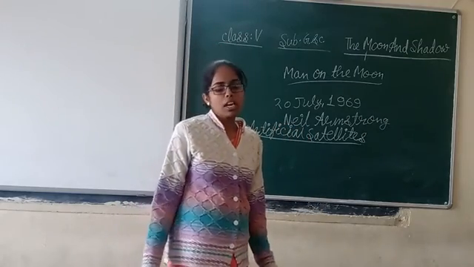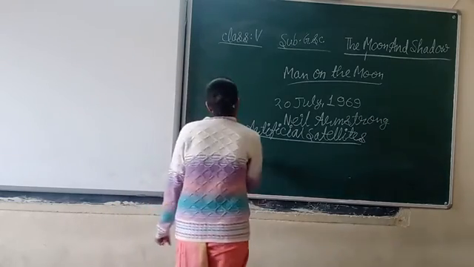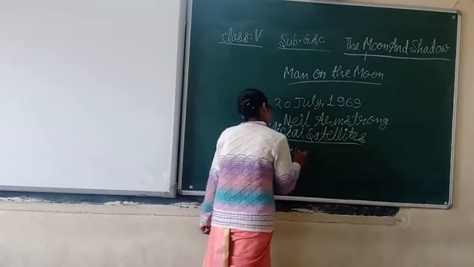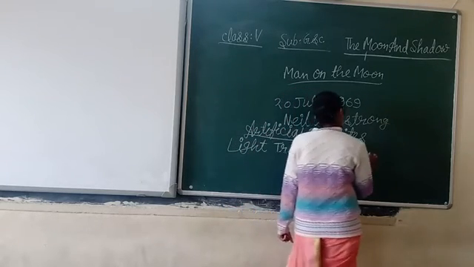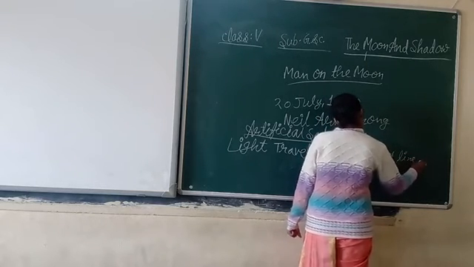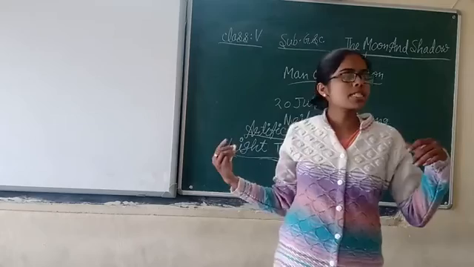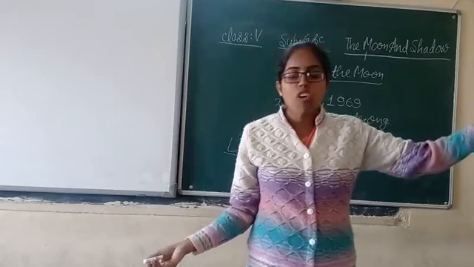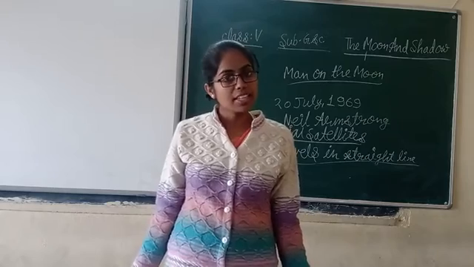Now we will study how light travels, and we know that light always travels in a straight line. How does the light travel? Light travels in a straight line. What is the meaning of this? It means if we have lighted it, suppose I have lighted this light here, it travels in the straight line.